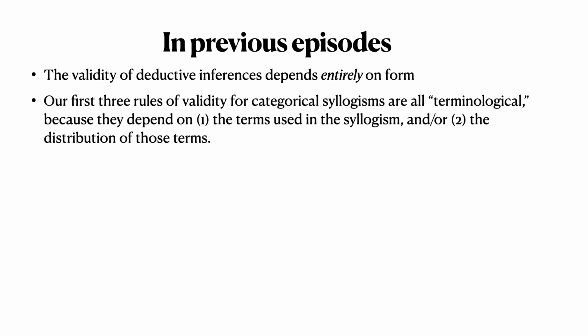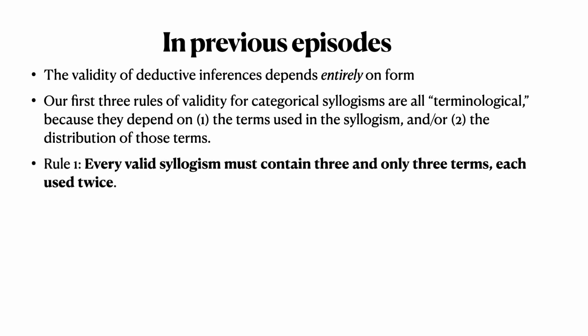Our first 3 rules of validity we called terminological. And we call them terminological because they all depend on the terms used in the syllogism or the distribution of those terms. There were 3 of these rules. Rule 1, every valid syllogism must contain 3 and only 3 terms, each used twice. If we haven't got 3 and only 3, each used twice, we're not going to be able to bridge the gap of our uncertainty by connecting both the major and the minor terms to the middle term.